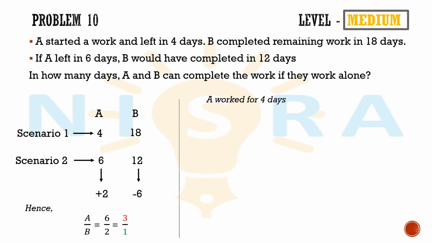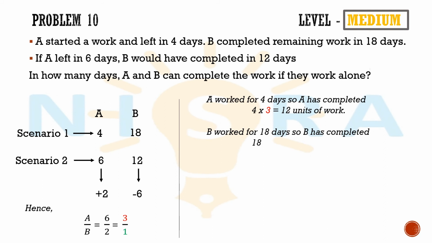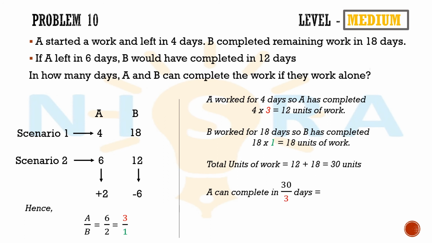Now, if A worked for 4 days, so A has completed 4 into 3, which is 12 units of work. B worked for 18 days, so B has completed 18 into 1, which is equal to 18 units of work. So the total units of work is equal to 12 plus 18, which is equal to 30 units. So A can complete 30 by 3 days, which is equal to 10 days, and B can complete 30 by 1 days, which is equal to 30 days.